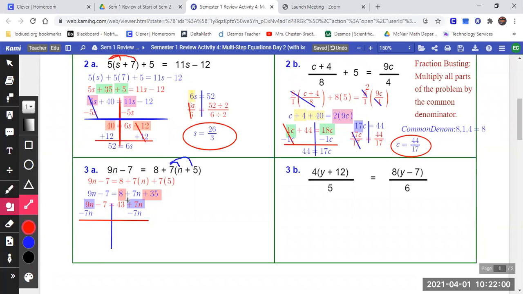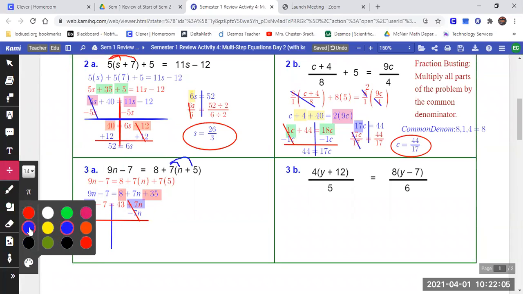7 take away 7, that's all gone. Do the math. All right, that says 9n's take away 7n's. What are we going to get? If we have 9n's and we take 7n's away, what would we get? 2n.